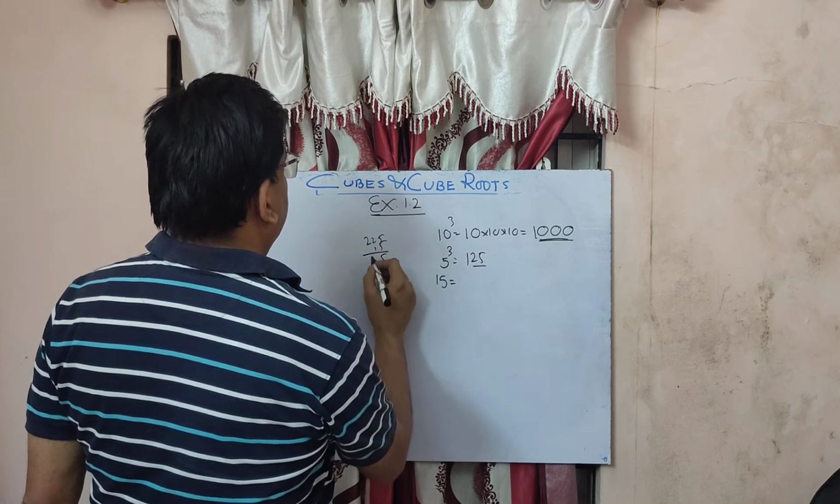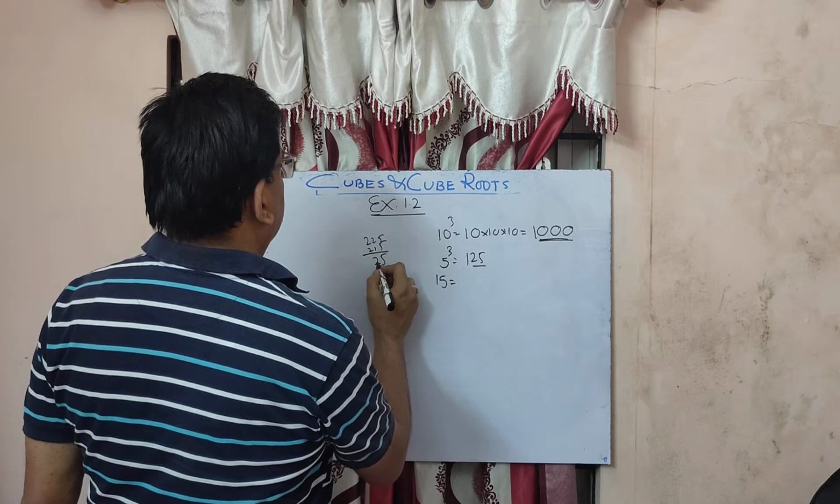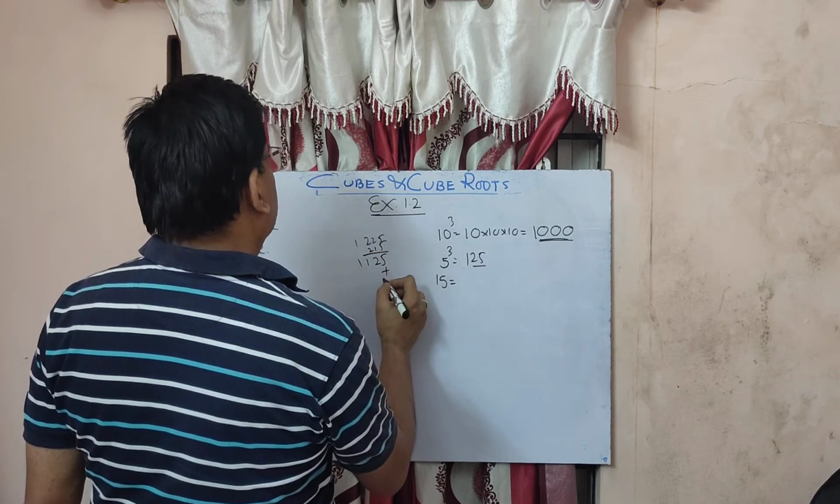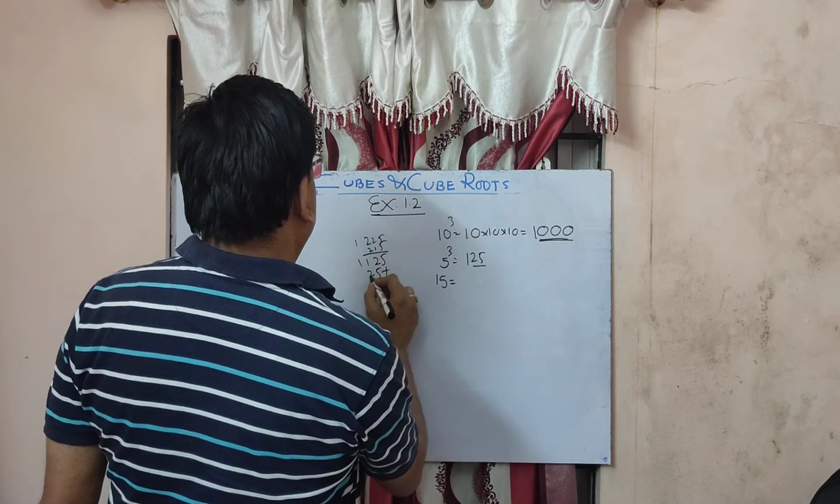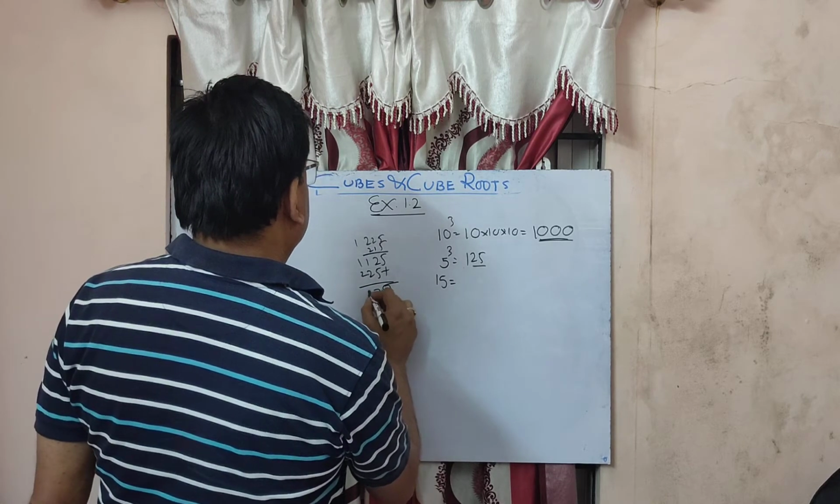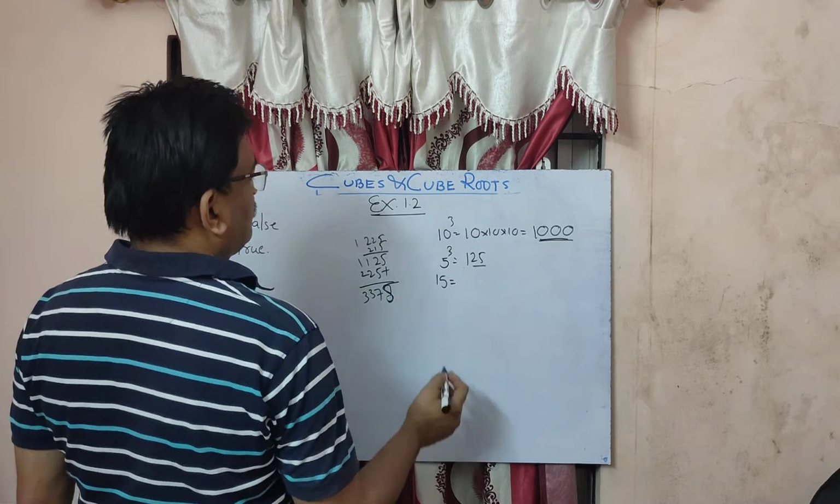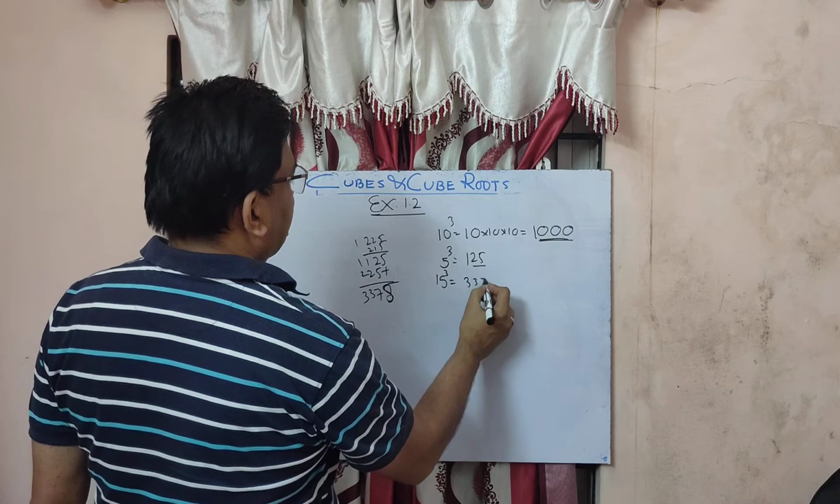5 times 5 is 25, 2 and 5 is 10, 10 plus 2 is 12, 1 and 5 is 10, 10 plus 1 is 11, 12. Now, 1 5 is a 5, 1 2 is a 2. Now you can see 5, 7, 3, 3. This is 3375. The cube of 15 is 3375.